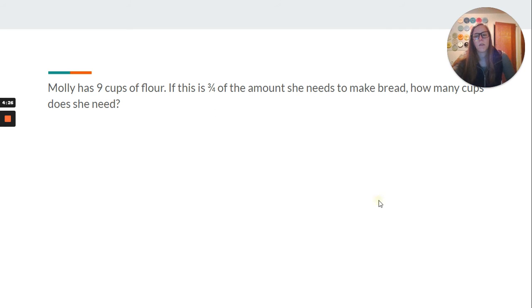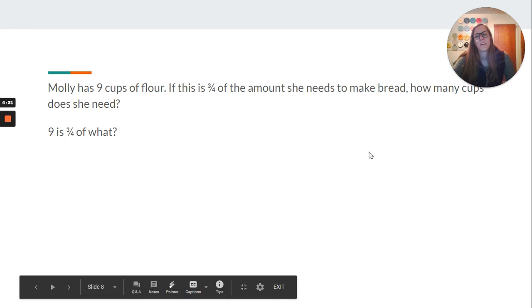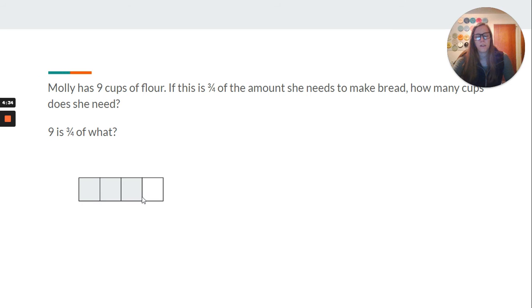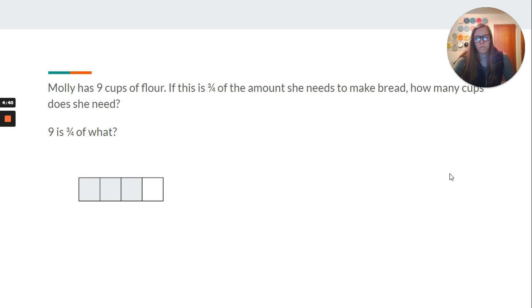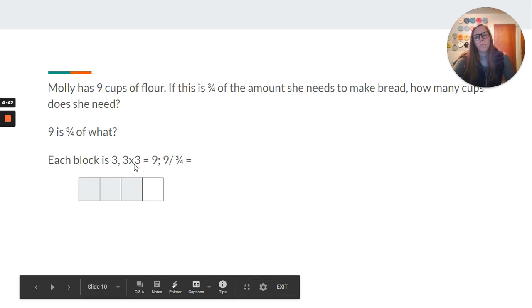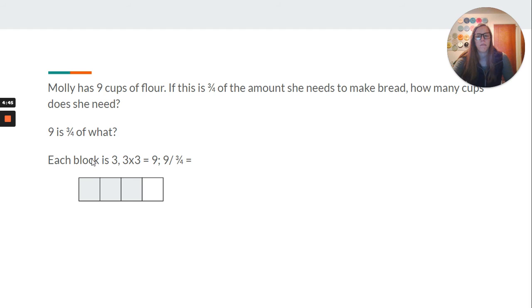So we have 9 divided by 3/4, or 9 is 3/4 of what? Okay, so again, we have 3/4 represented by the tape diagram. So each block is worth 3, because 9 divided by 3 is 3. So 3, 6, 9. So if this block is going to be worth 3 also, how much do we have total? 3 plus 3 is 6, plus 3 is 9, plus 3 is 12. So the amount of cups total she needs is 12 cups.